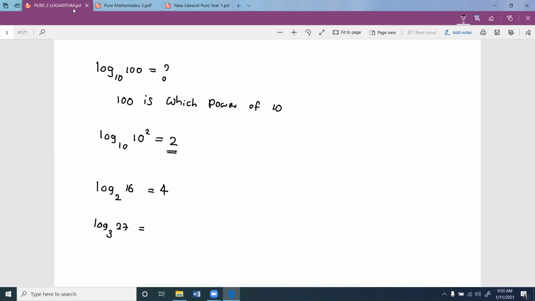3 to the power what? 3 to the power 1 is 3. 3 to the power 2 is 9. 3 to the power 3 is 27. Let's go to another one.